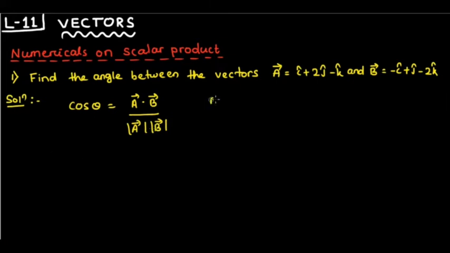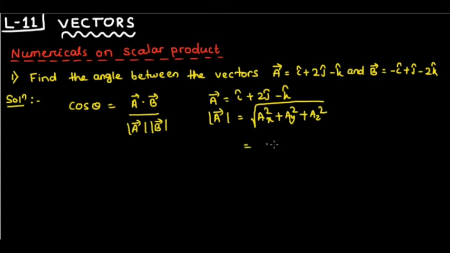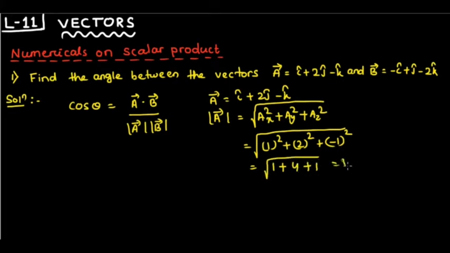So a vector is equal to I cap plus 2j cap minus k cap. Then the magnitude of a vector is given by the formula square root of ax square plus ay square plus az square. So ax is 1, so 1 square, plus ay is 2, so 2 square, plus az is -1, so write -1 square, and then give the square root symbol. So 1 square is 1, plus 2 square is 4, plus -1 square is 1, and the answer will be root 6.